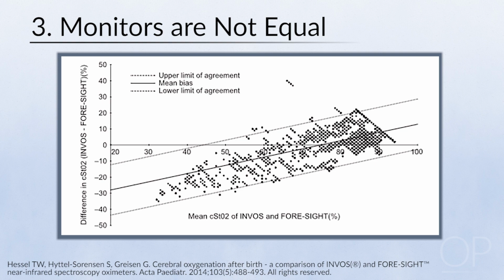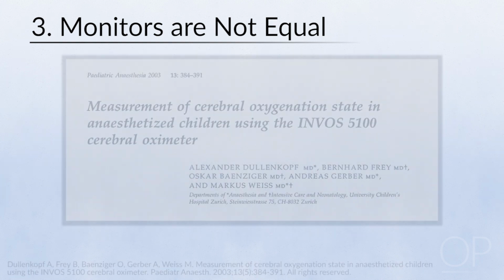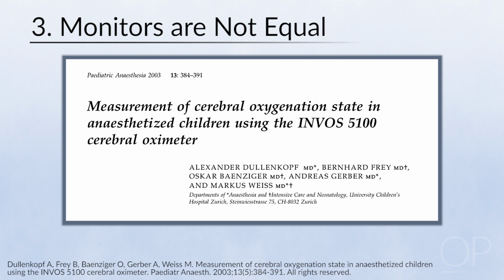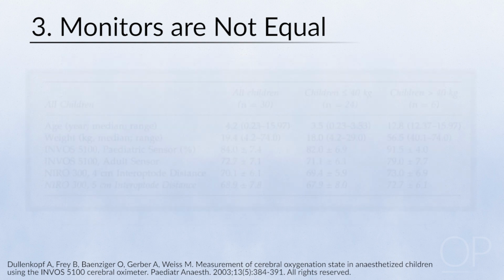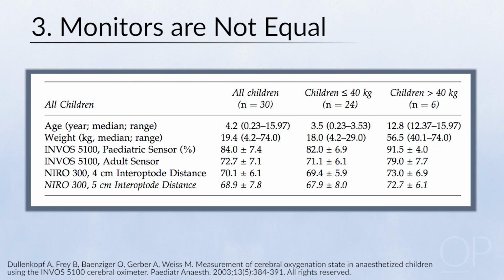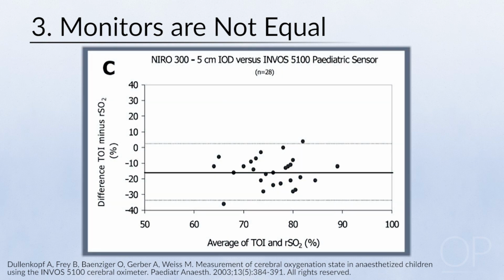the ranges described earlier. Another study compared the INVOS to the Nero 300 in children undergoing sevoflurane nitrous oxide anesthesia. At a single point in time, the INVOS measurement was 84 plus or minus 7%, and the Nero measurement was 69 plus or minus 8%. So you could see that the Nero gives you lower saturation values. And when you do a Bland-Altman plot, you see the wide limits of agreement.